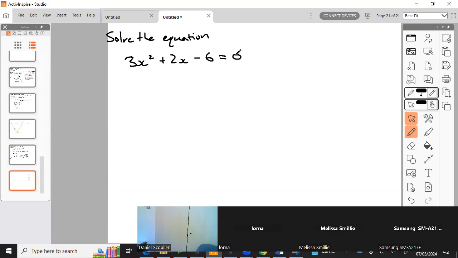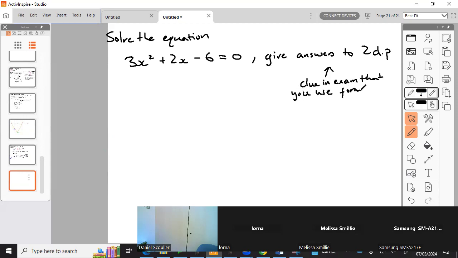Solve the equation means find the roots. Give answers to 2 decimal points. This is your clue that you're using the formula.